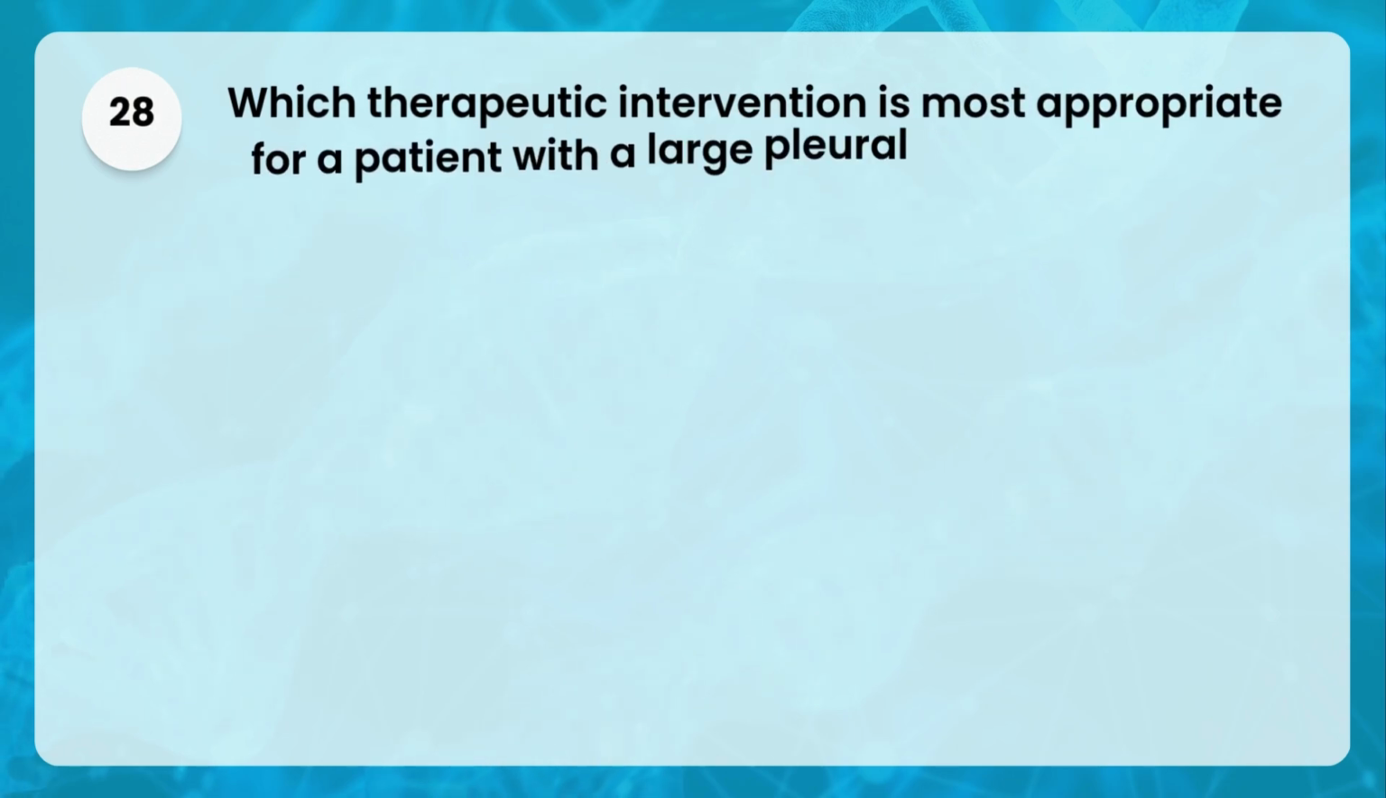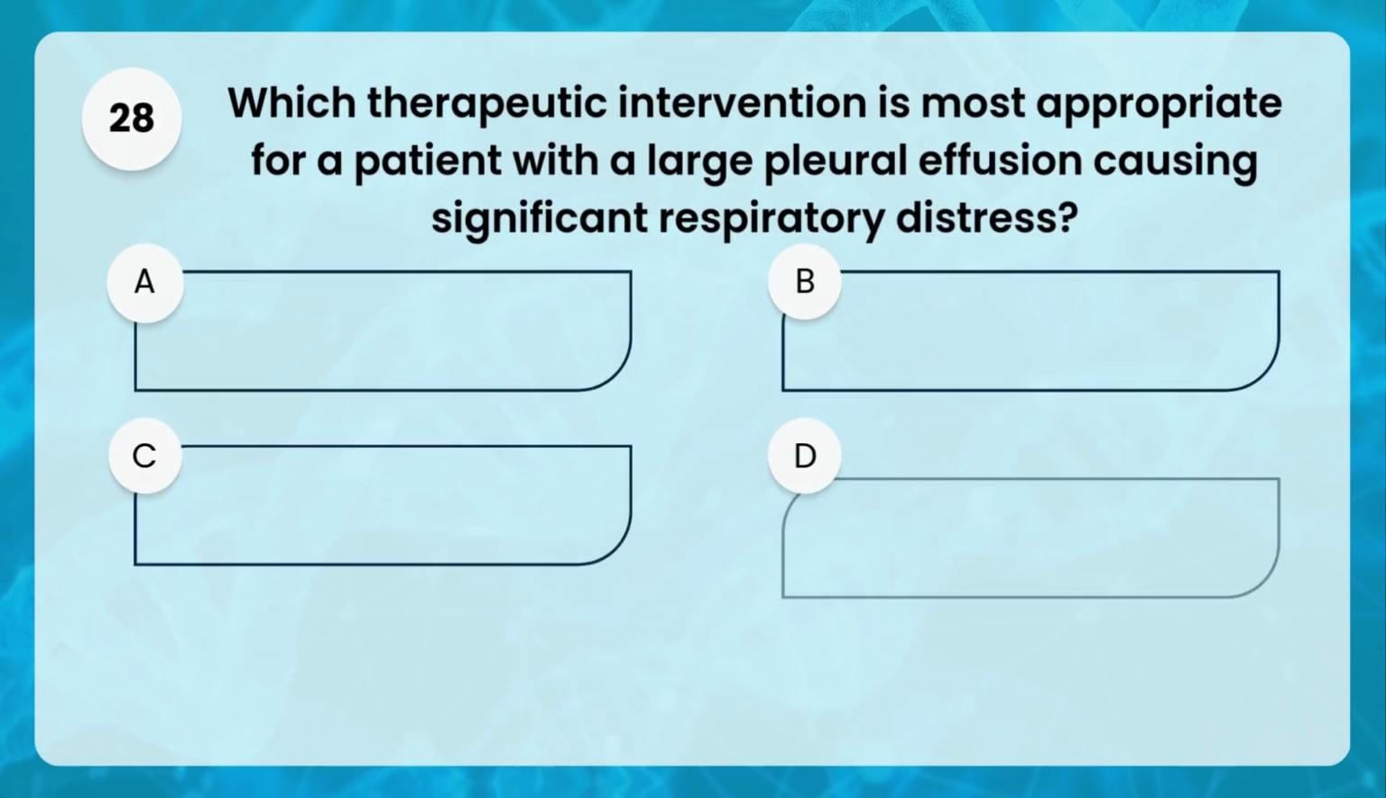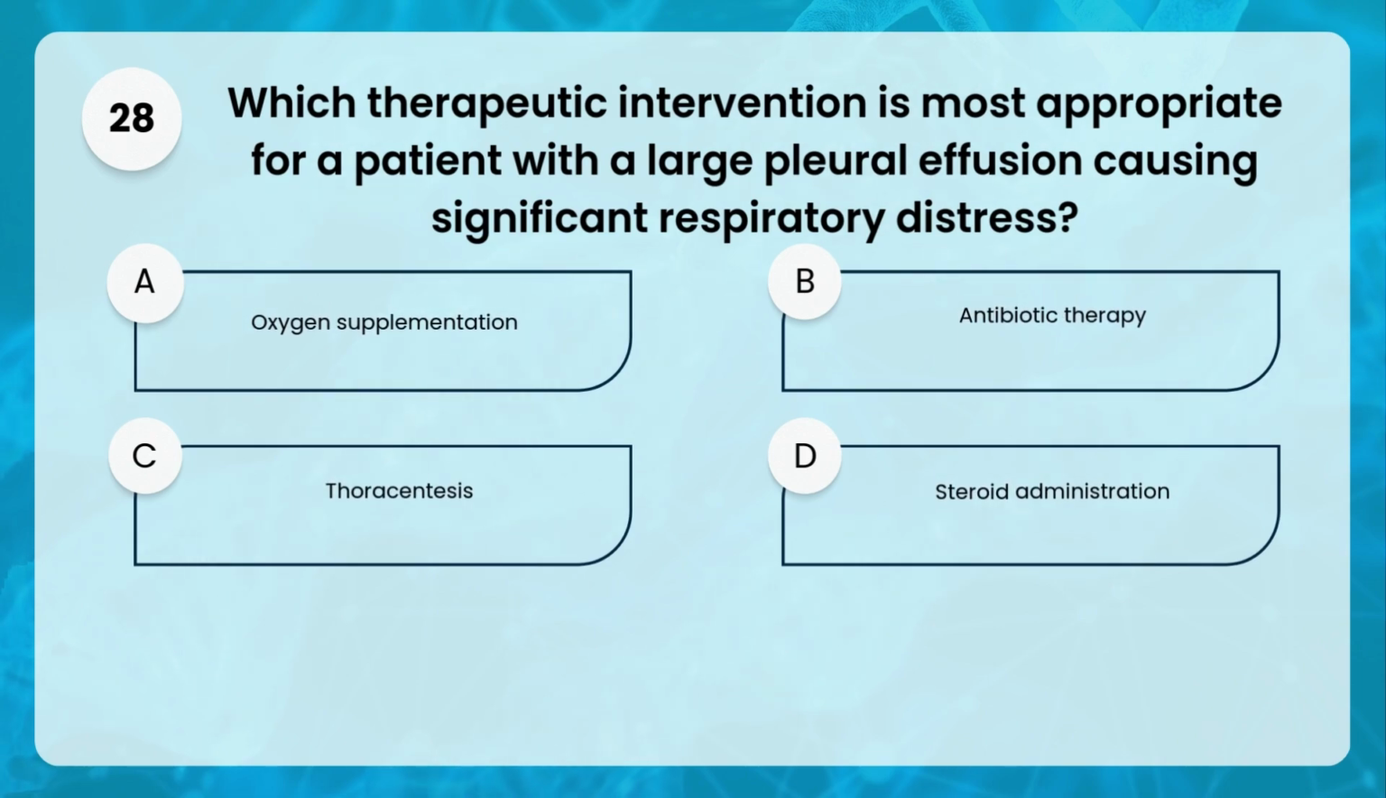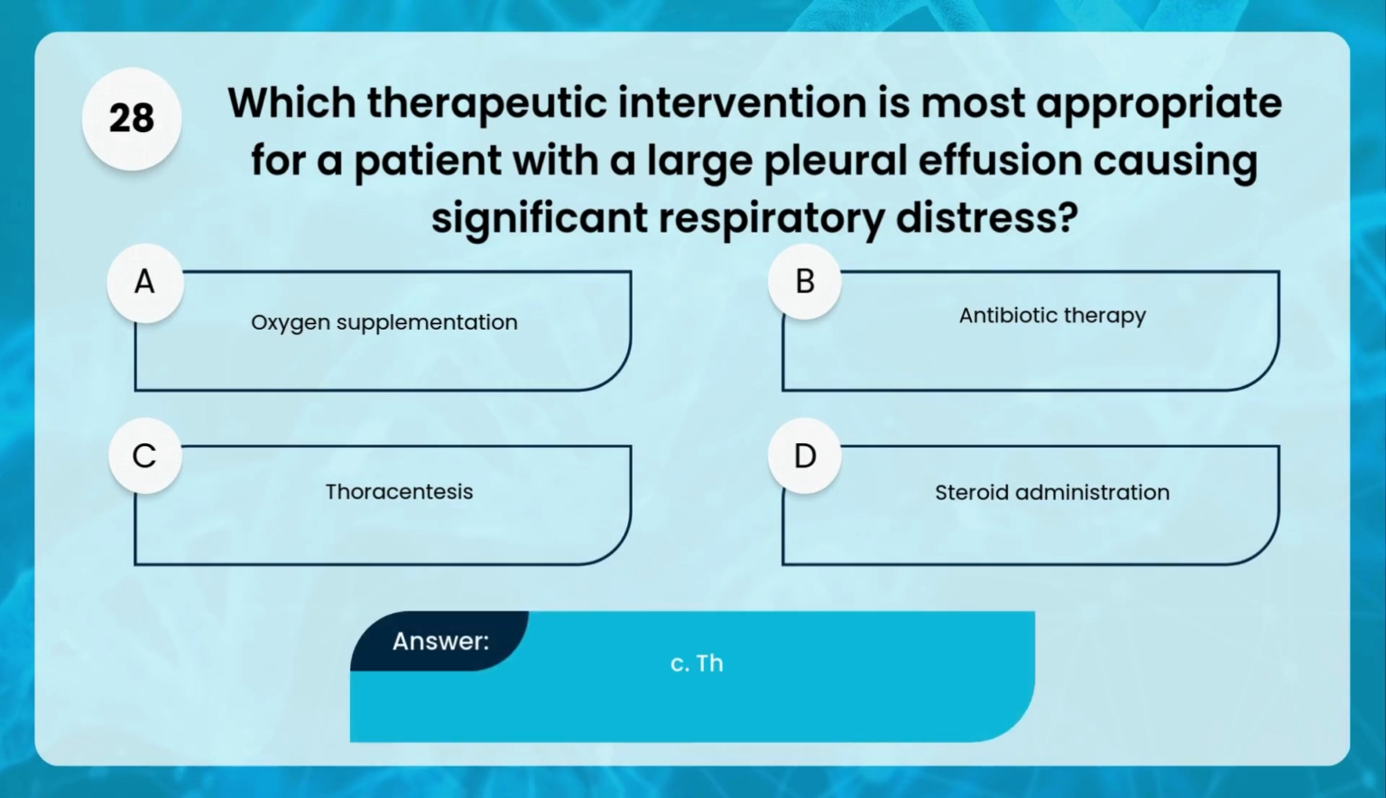28. Which therapeutic intervention is most appropriate for a patient with a large pleural effusion causing significant respiratory distress? A. Oxygen supplementation. B. Antibiotic therapy. C. Thoracentesis. Or D. Steroid administration. The answer is C. Thoracentesis.